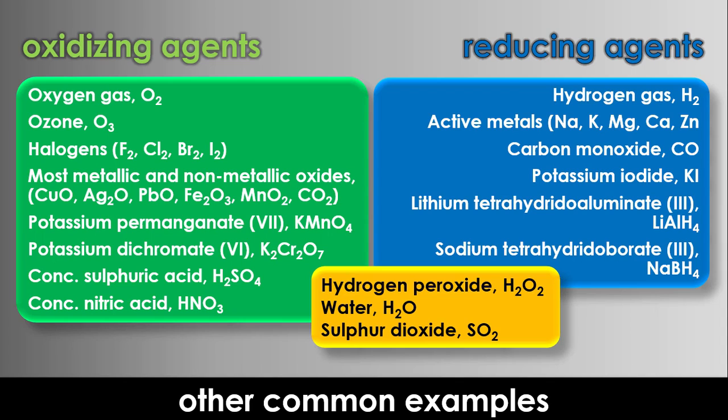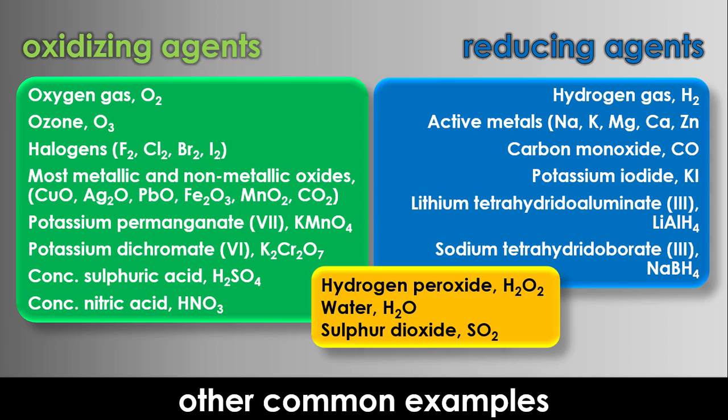As reducing agents, hydrogen peroxide and water are oxidized to oxygen gas, and as oxidizing agents, they are reduced to water and hydrogen gas respectively. Sulfur dioxide, on the other hand, as a reducing agent is oxidized to sulfate ions or sulfur trioxide, and as an oxidizing agent, it is reduced to elemental sulfur.